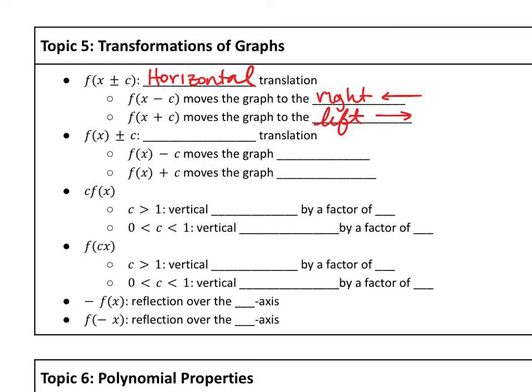If we add or subtract numbers, value c's, on the outside or behind, maybe in front of, but outside of the function, we're performing a vertical translation, where subtracting a number moves the graph down, and adding a number moves the graph up.